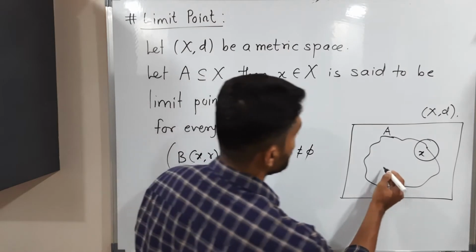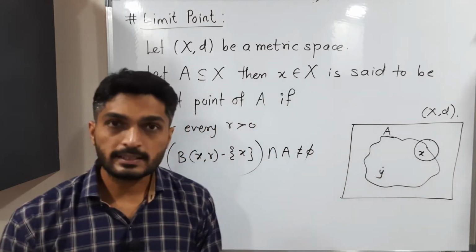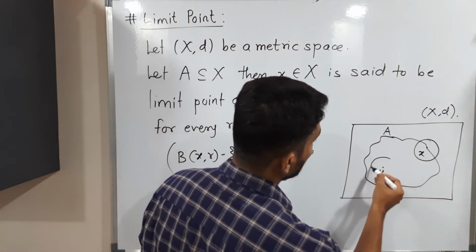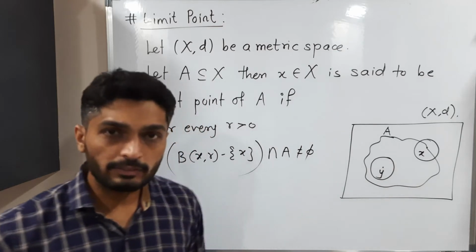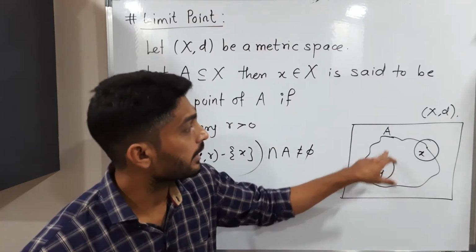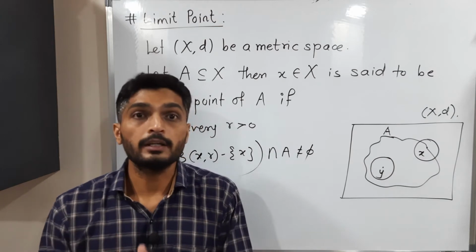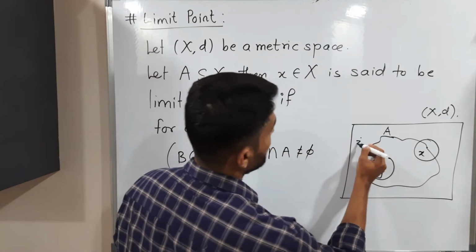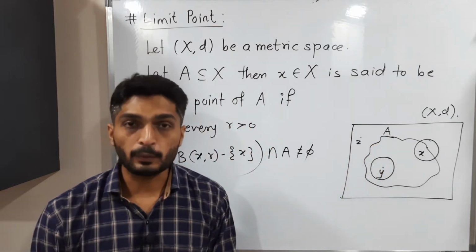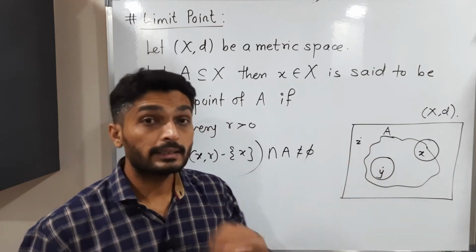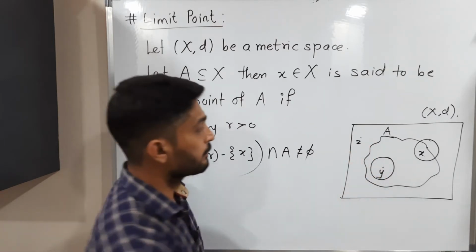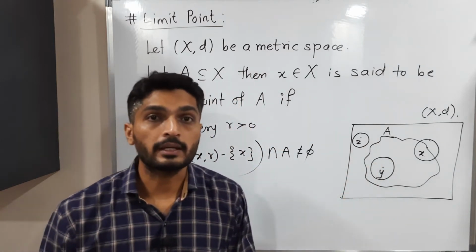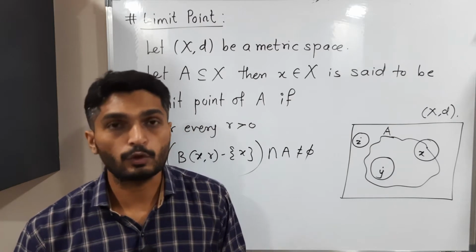Getting? So if you consider some point y here, can we say it is a limit point of A? Let us check. I will draw any ball around y. Definitely that ball contains points of A other than y. So that's why we can say y is also a limit point of A. If you consider any point z here, can we say it is a limit point of A? If you draw a large ball, then it will contain points of A other than z. But if you draw a small ball around z, it does not contain any point of A other than z. So therefore we can say z is not a limit point of A.